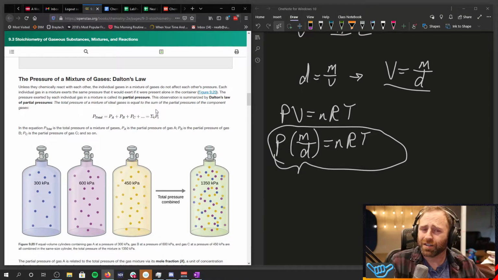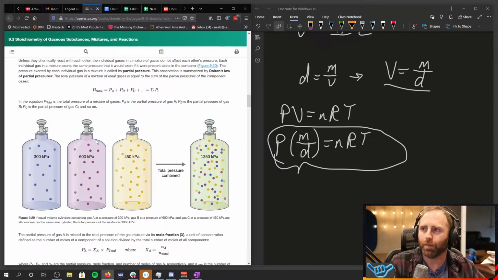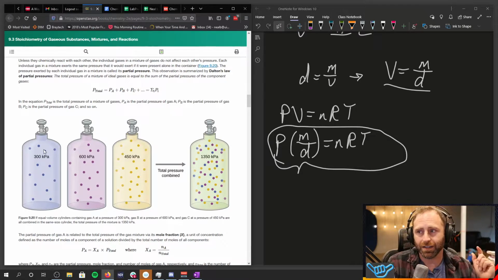Dalton's law of partial pressure. This image is kind of nice. I want to just talk through it here a bit. Basically, what Dalton's law of partial pressure and the ideal gas law is saying is that with gases, we're making some assumptions. One of the assumptions is that the identity of a gas does not affect the pressure. The size of a gas particle does not affect the pressure. It's the number of collisions against the wall of the container that affects pressure.